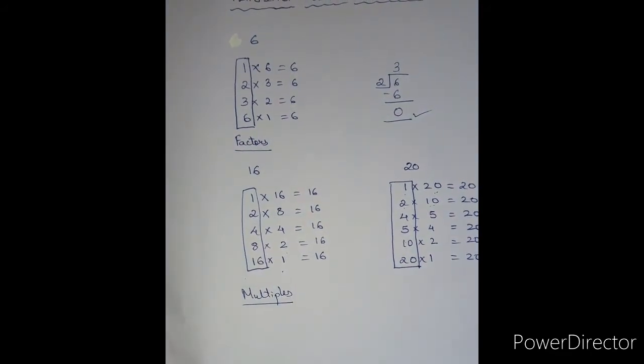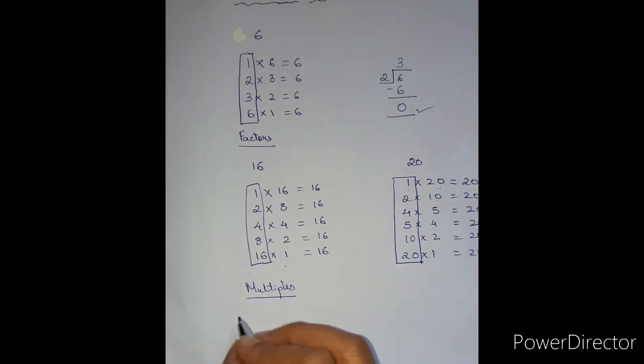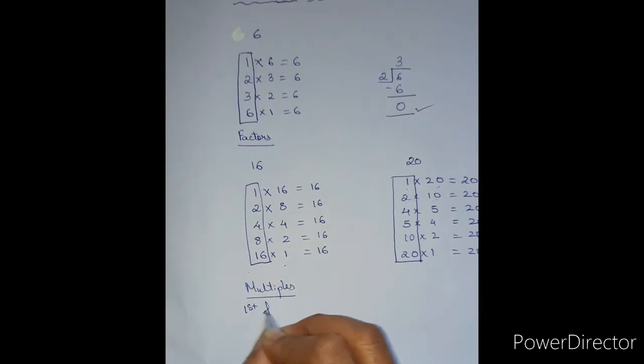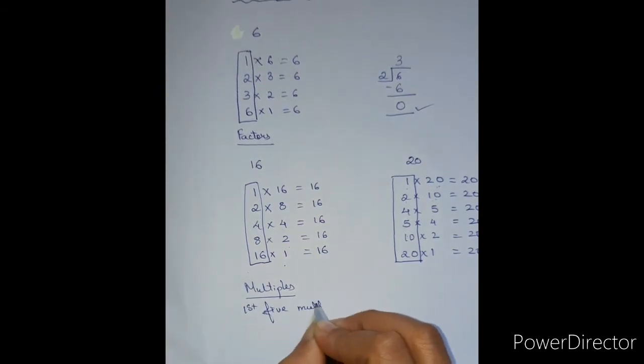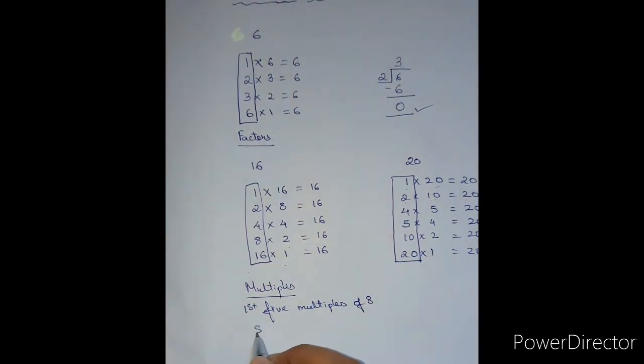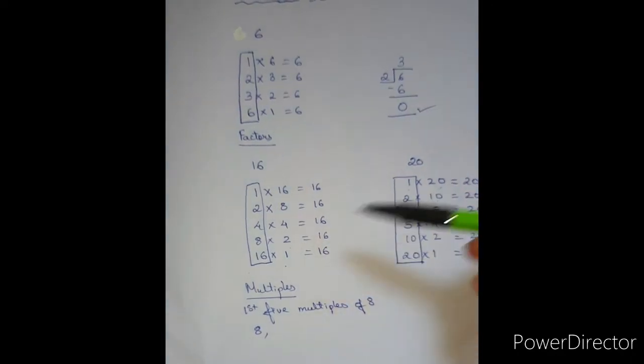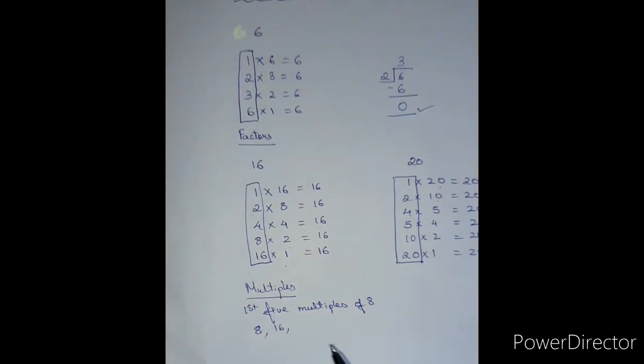Multiples are all those numbers which come in a particular table which is asked. Suppose I say, write the first 5 multiples of the table 8. First 5 multiples of 8. It will start with 8 ones are 8. Multiples you can write in a straight line. Factors you need to show in this form. 8 ones are 8, 8 twos are 16, 8 threes are 24, 8 fours are 32, 8 fives are 40.